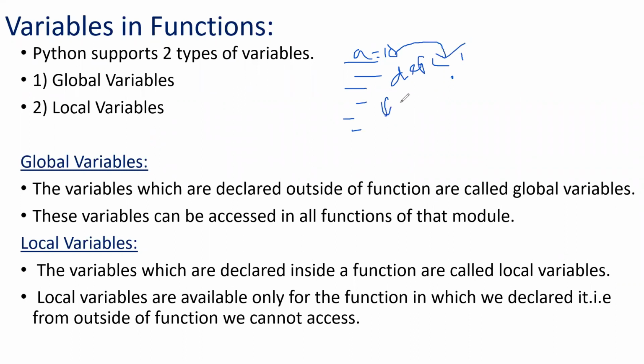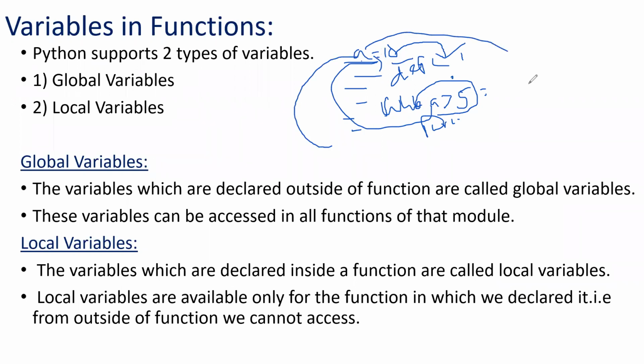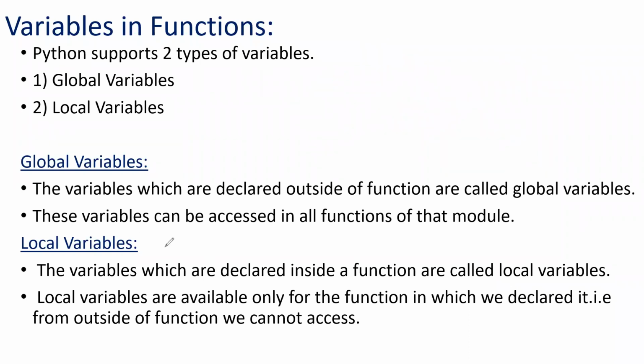If I want to use while a greater than 5, a means 10. Okay, print some statements, right? So it can be accessed. So wherever we represent a value, that is equal to 10. So it is applicable globally. Globally means the entire code. Now there is something called local. You can see it accessed in all functions of that module.